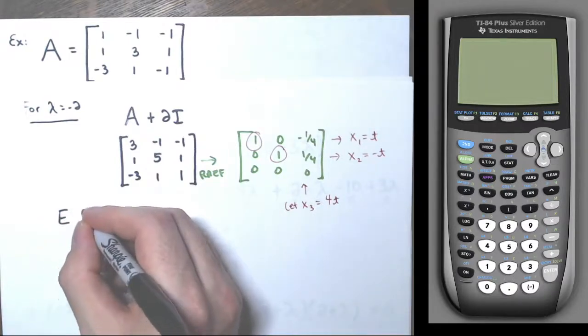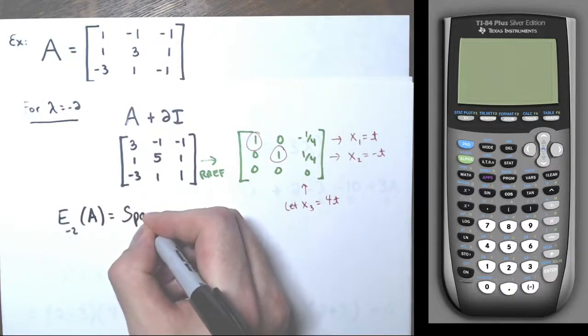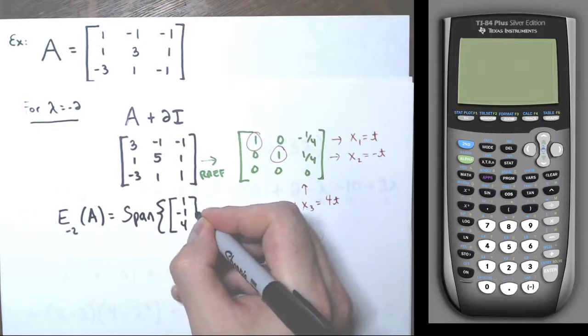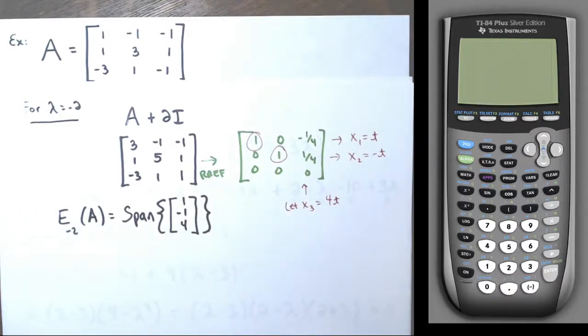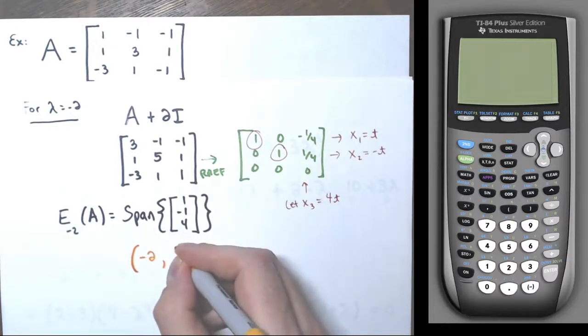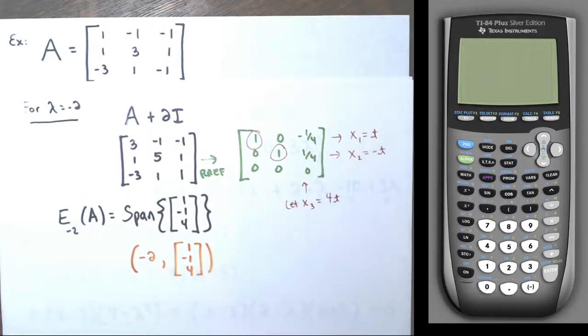The eigenspace of A corresponding to lambda equals -2 is any scalar multiple of the vector 1, -1, 4. All right. And again, you can do t times this, where t is anything but 0, and that's an eigenvector, and you also have the 0 vector. All right. So I'll write out the eigenpair that we're going to be using. -2 and this basis vector 1, -1, 4. We'll use that eigenpair.